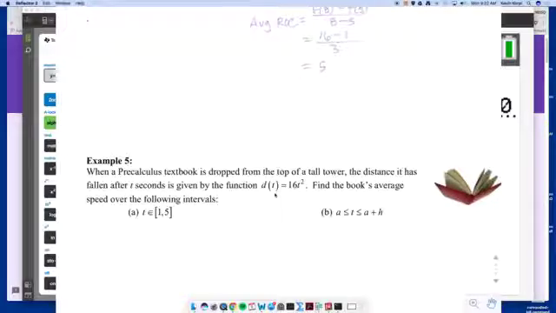Anyone ever seen one of those? Anyone ever been to a math museum and seen the textbook there? Kind of rare these days.